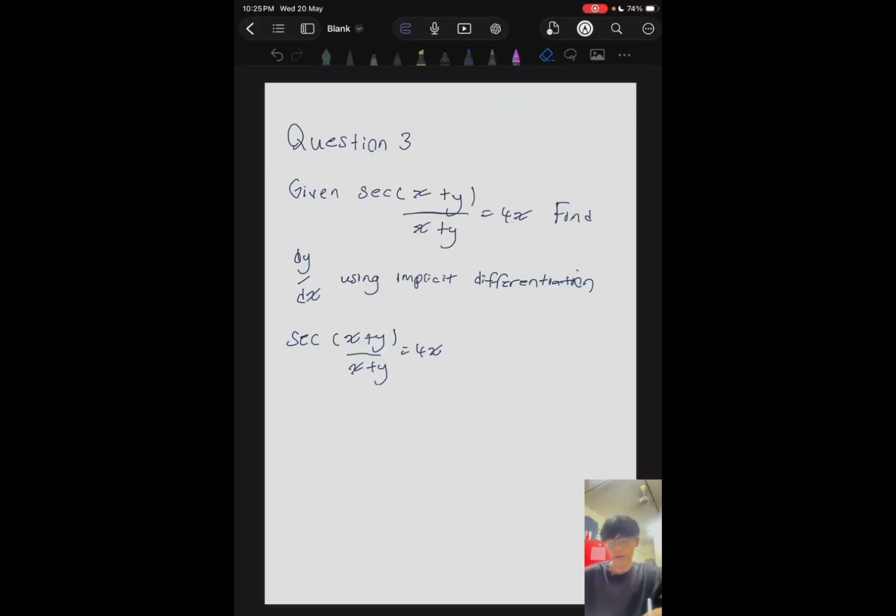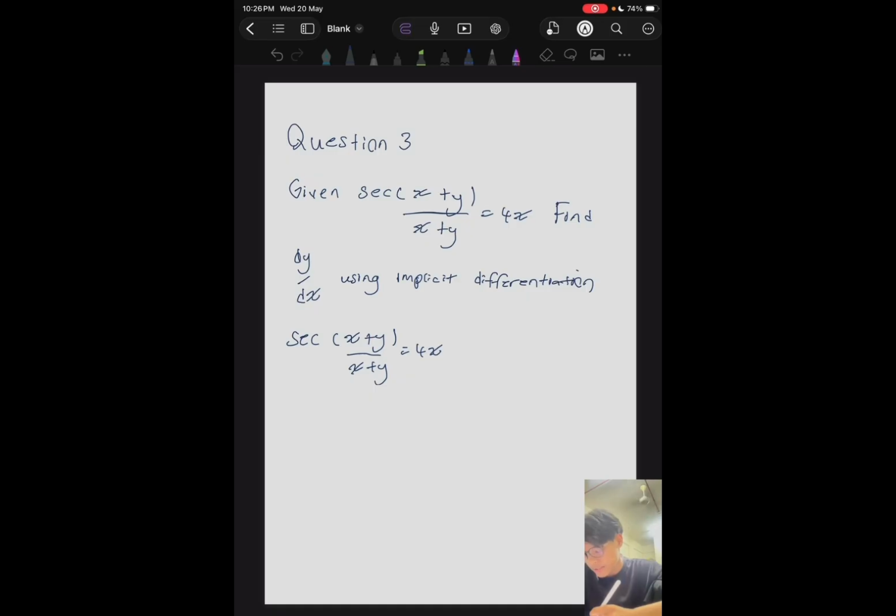And now let's move to question 3. This is the question 3 that is given. We have to find dy over dx using implicit differentiation. So for the question, tan(x plus y) over x plus y equal to 4x. Well, the first step is we have to cross multiply to remove the fraction.